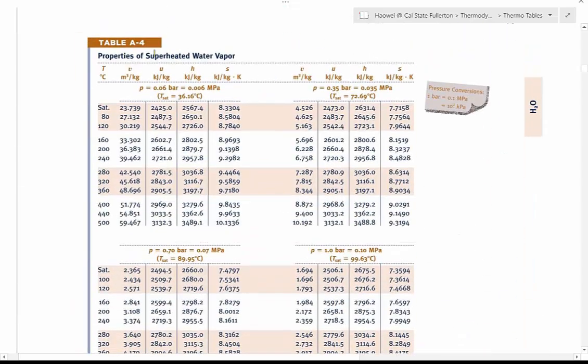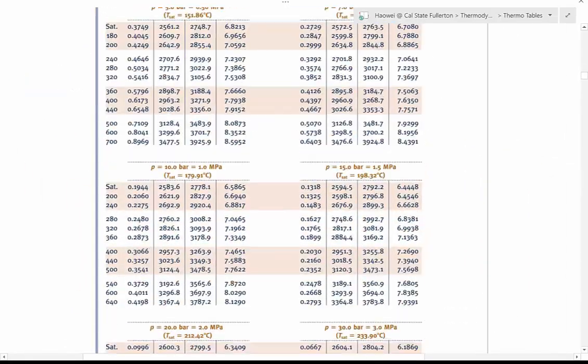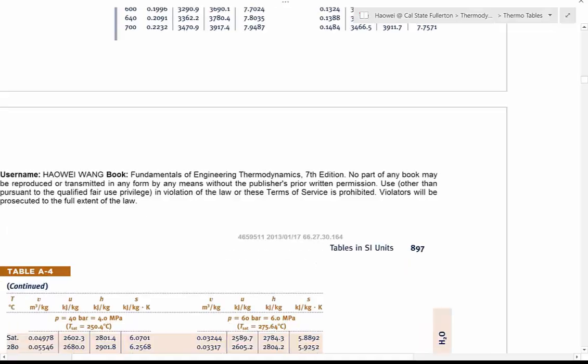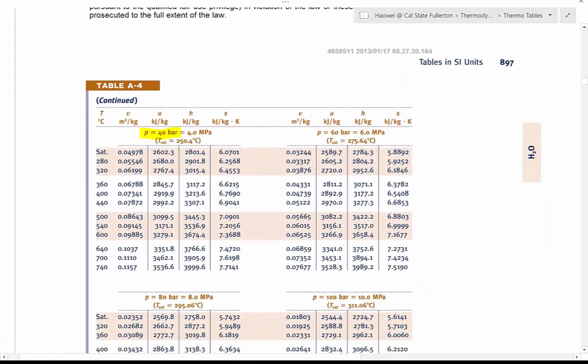Okay, so this is table A4 for superheated water vapor. And then you can see each pressure has one block for itself. The pressure we have is 40 bar, so we look for 40 bar. Okay, very good. So 40 bar is right here. And then the second input we know is temperature. Temperature is the first column. Temperature we have is 400 Celsius. So we start from 400 Celsius. And then you can find everything at 400 Celsius.